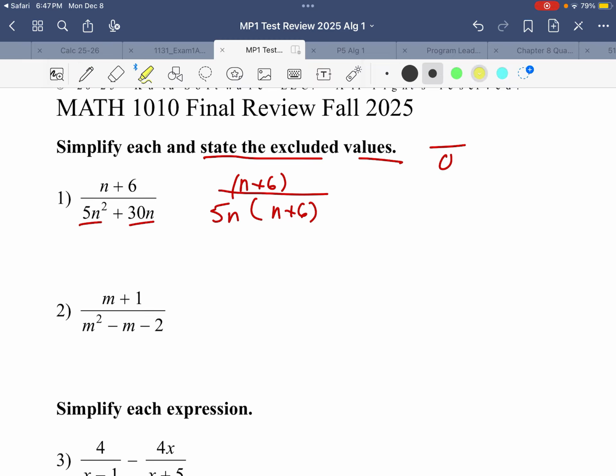Now that I've got the n plus 6 in the numerator and the denominator, these two are going to divide. In the numerator, I'm going to be left with 1, so this is 1 over 5n.